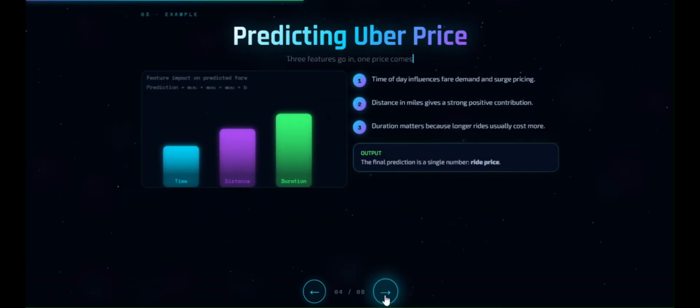Let's look at an example. Suppose we want to predict the price of an Uber ride. The model receives three features: time of the day, ride distance, and trip duration. Each feature contributes differently to the final prediction. For example, distance may have a strong positive effect, while time of day may influence surge pricing. The model multiplies each feature by its weight, adds everything together, adds the bias, and outputs a single number, the predicted ride price. That's the entire forward pass.